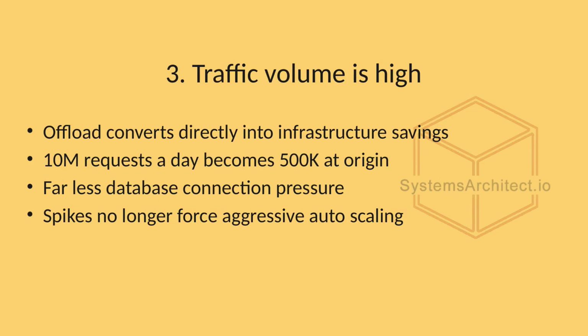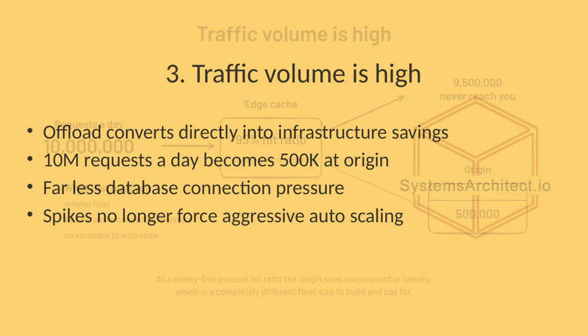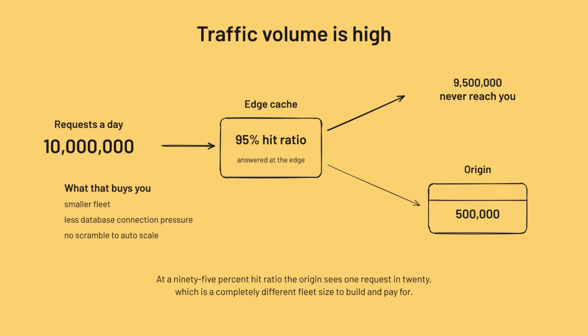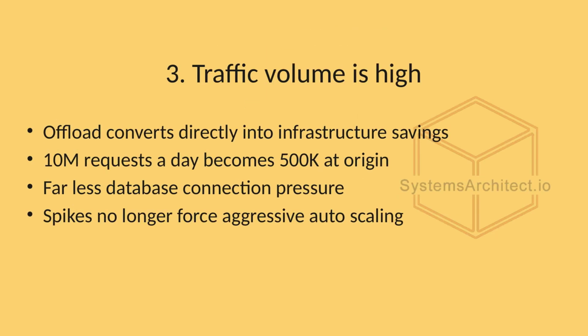3. Traffic volume is high. Offload turns directly into infrastructure savings at real volume. 10 million requests a day at a 95% hit ratio leaves your origin 500,000. That means a smaller fleet and spikes that no longer force aggressive auto-scaling.